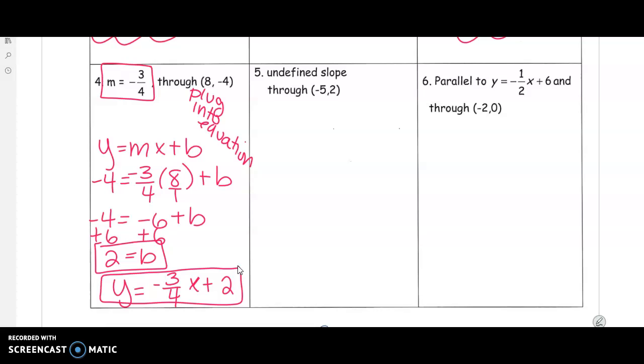Alright, number 5, undefined slope. Go back up to the top. What does it mean to have an undefined slope? If you check, it is a vertical line. The vertical line is x equals the x number, so x equals negative 5.